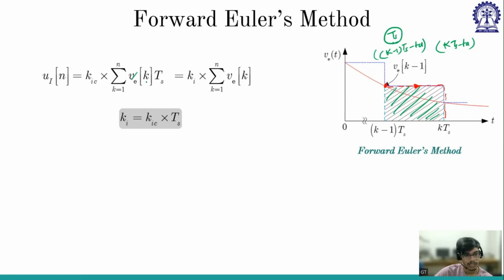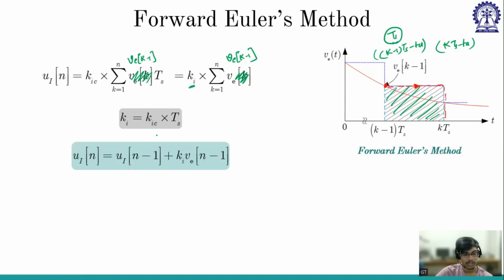In this case, this is not V of K, this is V of K minus 1, because we are taking V of K minus 1. So there is a mistake. I'll modify it after this session. So V of K minus 1. Again, we are considering Ki to be KIC into TS.